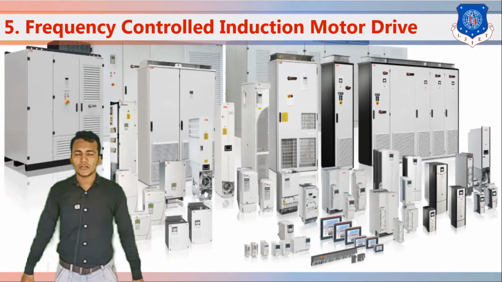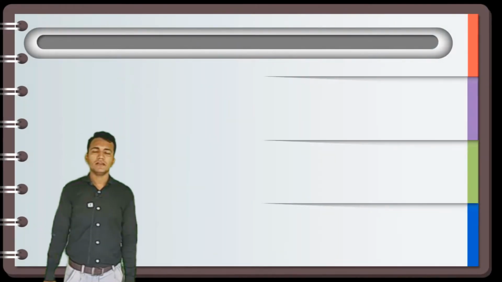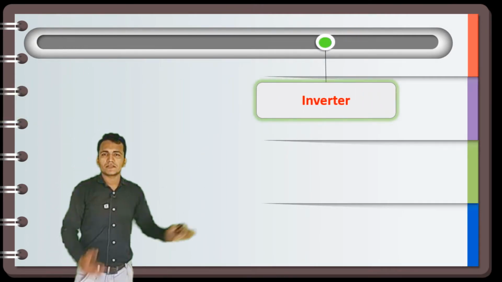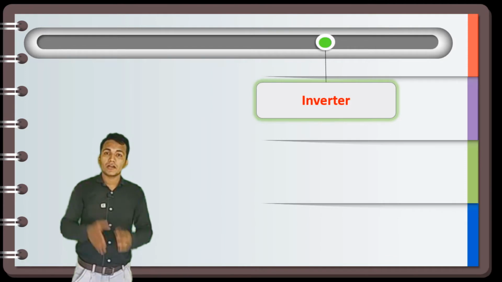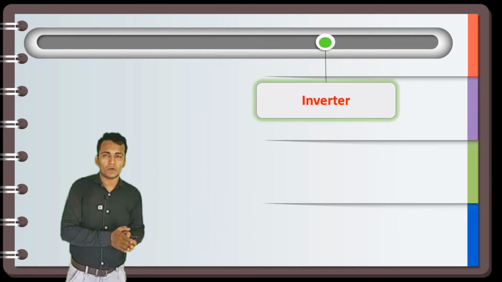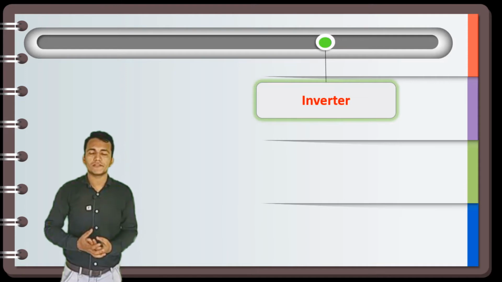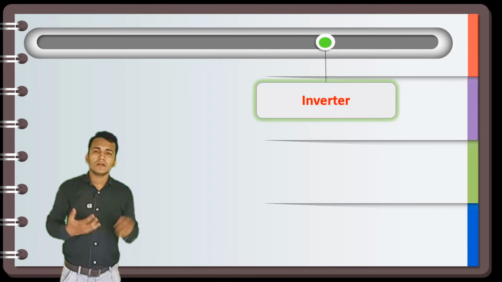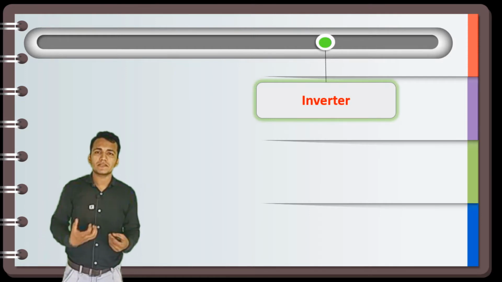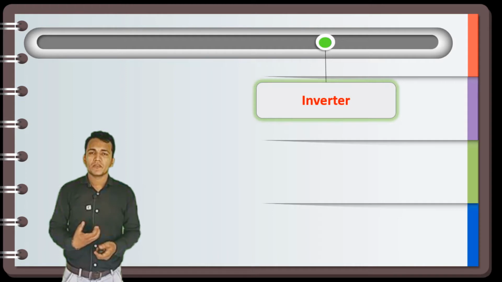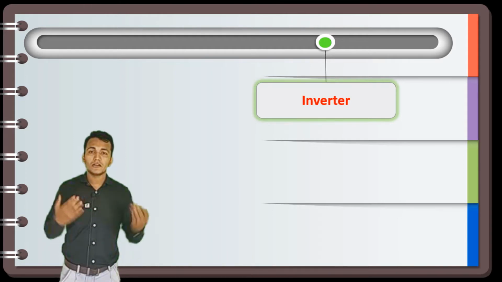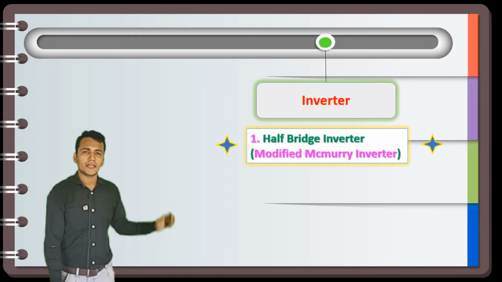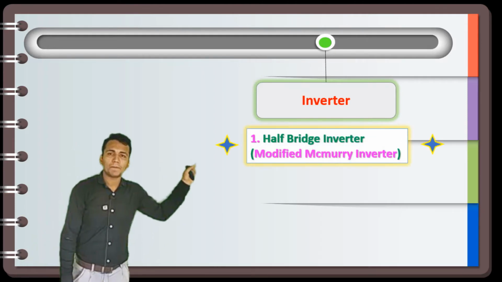Now in this session, we will discuss the inverter. Basically, an inverter is a device that converts DC voltage into AC voltage. That is the inverter concept that we have already discussed in our power electronics. Now here we have to study the basic idea of the inverter, and also discuss the other types of inverters. First, the half bridge inverter.